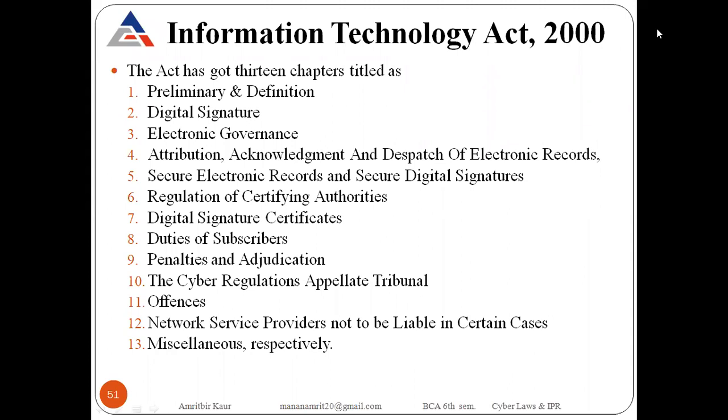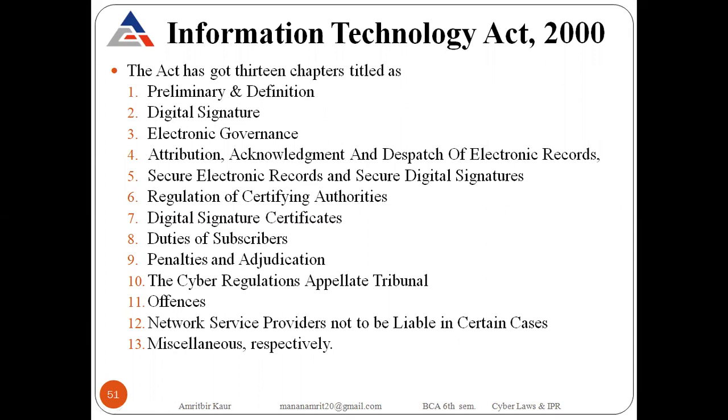As we studied in this lecture, the Information Technology Act is divided into 13 chapters. So here I mention the 13 chapter titles. The first one is preliminary; then definition, digital signature, electronic governance, attribution, acknowledgement, and dispatch of electronic records. The fifth one is secure electronic record and secure digital signatures. Sixth, regulation of certifying authorities. And the seventh chapter is digital signature certificates.